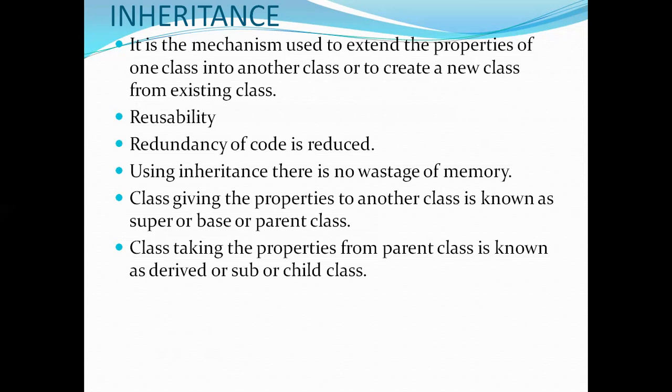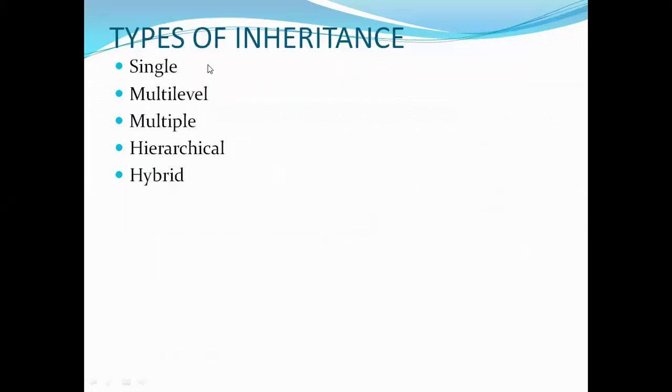Advantages of inheritance are reusability, redundancy of code is reduced, and using inheritance there is no wastage of memory. The class giving the properties to another class is known as superclass or base class or parent class. And the class taking the properties from the parent class is known as derived class or subclass or child class. We have seen the types of inheritance: single inheritance, multi-level inheritance, multiple inheritance, hierarchical inheritance, and hybrid inheritance. Multiple inheritance is not supported in Java at the class level. It is supported only through interfaces.